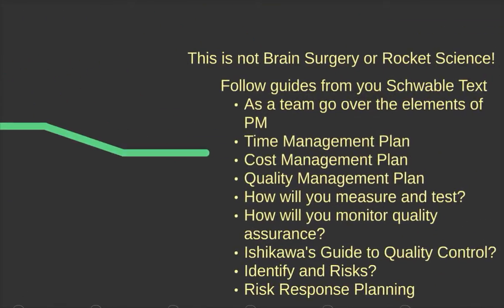Remember, this is not brain surgery or rocket science. That's why Kerzner wrote the books, saying that we have clear goals in mind, clear scopes in mind. As a team, we need to keep going over these elements of project management. We need to think about our time management plan, our cost management plan, quality management plan, of course, and how we're going to measure and test all this as we go.